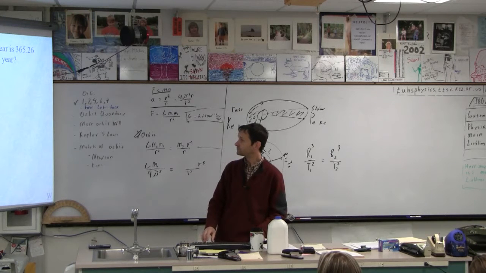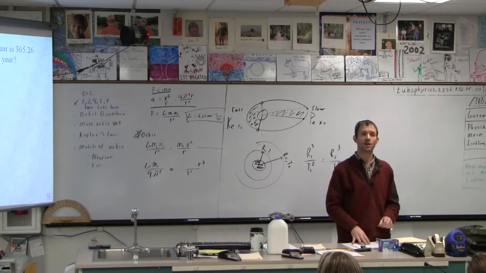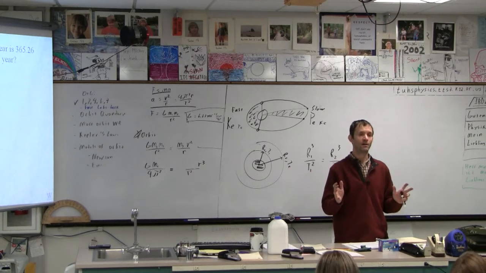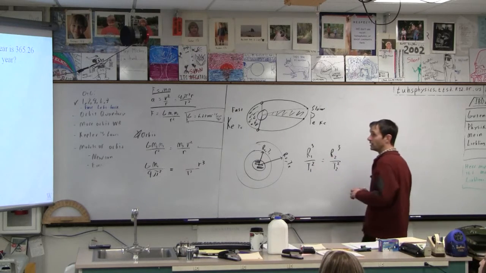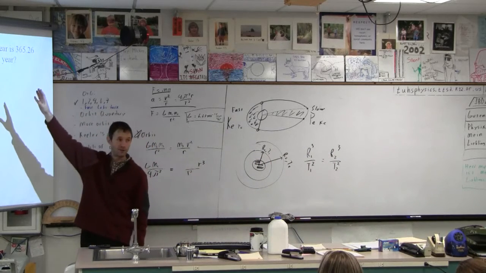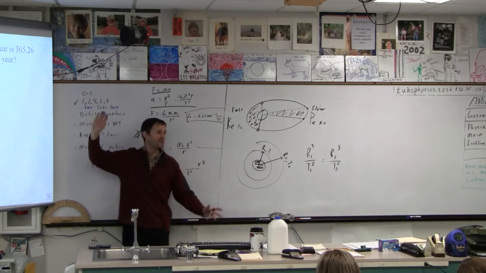So let's do an example. Let me show you how to use this to solve problems. There's like a little genre of problems that involve Kepler's laws, right? And so all we do is, for example, Mars is 1.524 AUs from the sun. What does that mean? What's an AU? Astronomical unit.